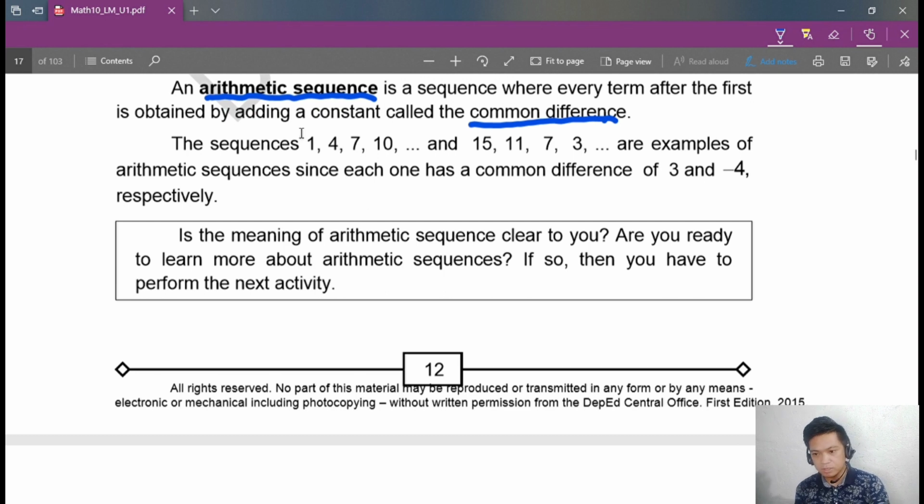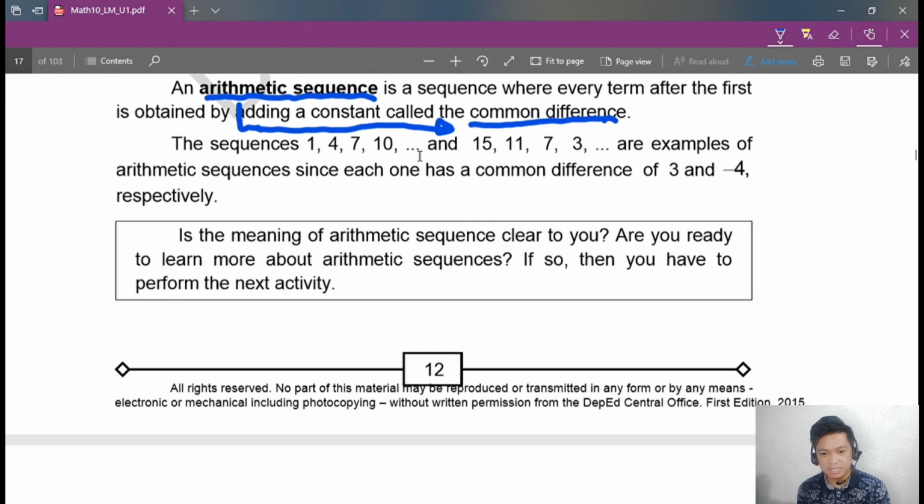According to the definition, an arithmetic sequence is a sequence where every term after the first term is obtained by adding a constant called the common difference. So, in other words, itong arithmetic sequence na sinasabi, it has a common difference. So, question, paano ba kinukuha ang common difference?